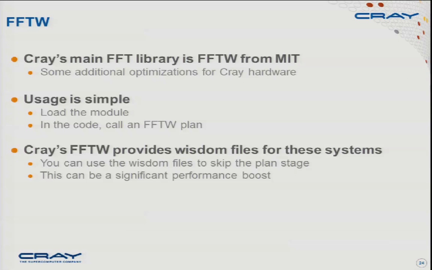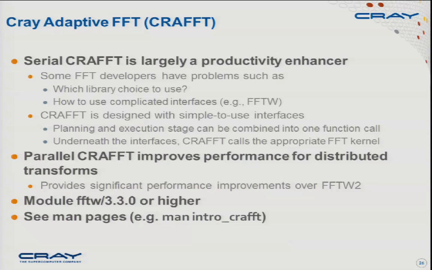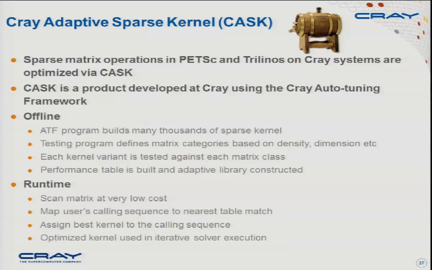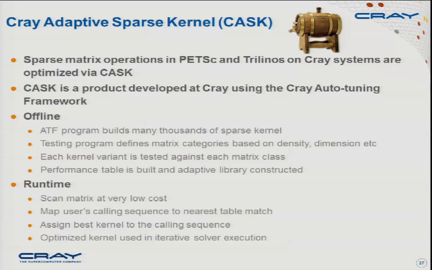FFTW: basically we interface to FFTW. As I said before, you just do module load FFTW and then you can use FFTW. There is also a Cray version. Here is a comparison, as you can see, with the MPI ranks for the two versions of FFTW. It's just linking to this library. And as I said, there is a Cray version, in this case a parallel version, and you can find all the information in the man page. In this case I don't have the plot, but you can do a comparison of the results. So this is another library that you can use.